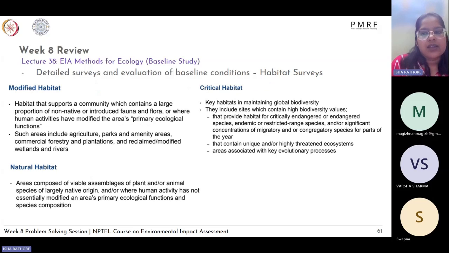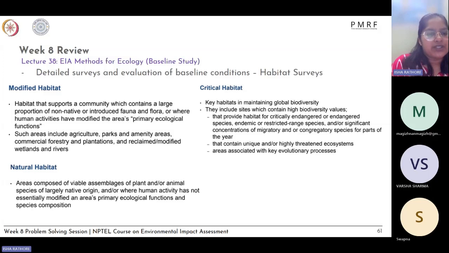Okay. Then we also looked at three kinds of habitat. So first is modified habitat. A habitat which supports a community which contains a large proportion of non-native or introduced fauna and flora, or where human activities have modified the area's primary ecological functions. So those are known as a modified habitat, which has been affected because of the invasion of non-native species.